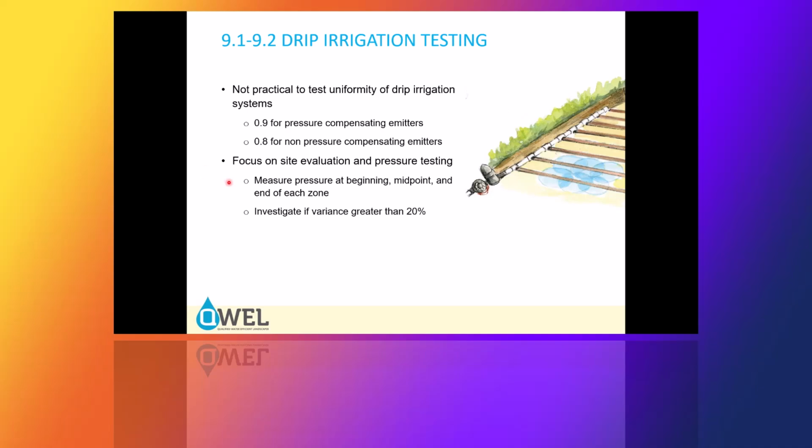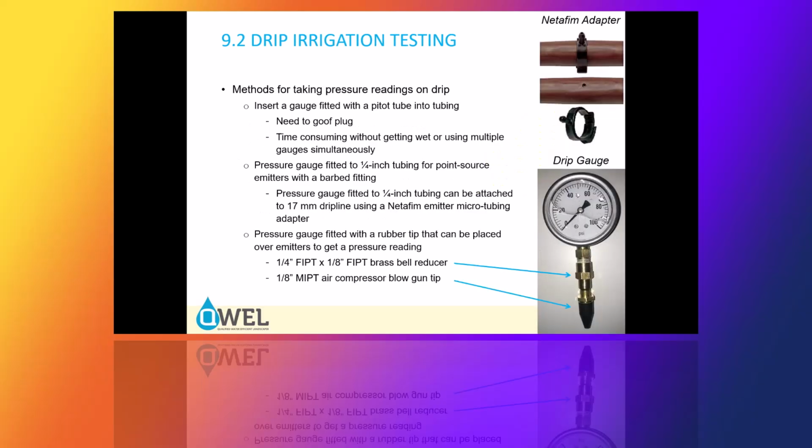But the focus is on the site evaluation and pressure testing. We do want to measure pressure at the beginning, mid, and end point of each zone. And if there's a variance of greater than 20%, then we need to do some additional investigation. There are essentially 3 different ways to take pressure readings on drip line. One is to insert a gauge fitted with a pitot tube into the tubing. You can do that in multiple areas to make it more efficient. And then after you get done with the test, you need to goof plug those holes.